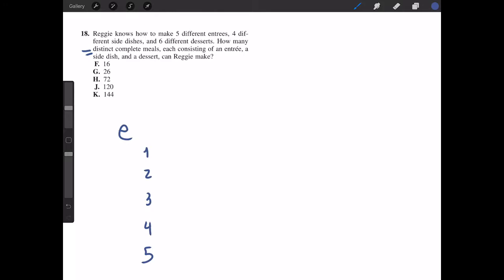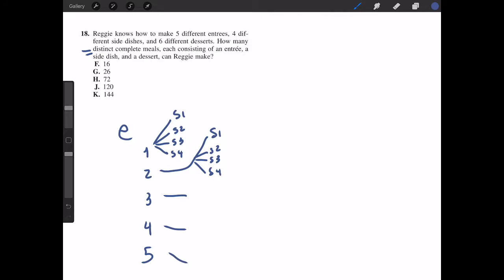Then we have 4 different side dishes. Well, if you choose, say, entree 1, you would still get to pick 1, 2, 3, 4 different side dishes. Side 1, side 2, side 3, side 4. The same thing would happen if you go with entree 2. 1, 2, 3, 4. Side 1, side 2, side 3, side 4. And on with 3, 4, and 5.